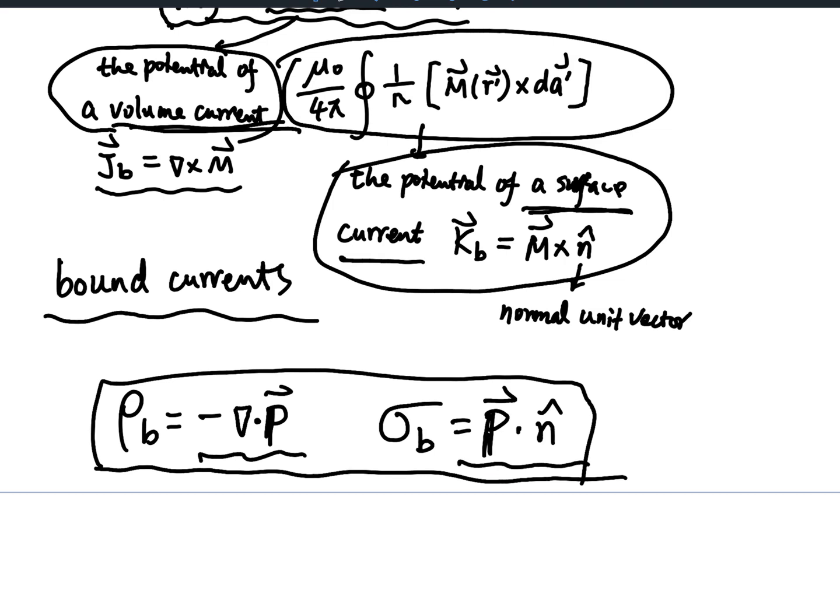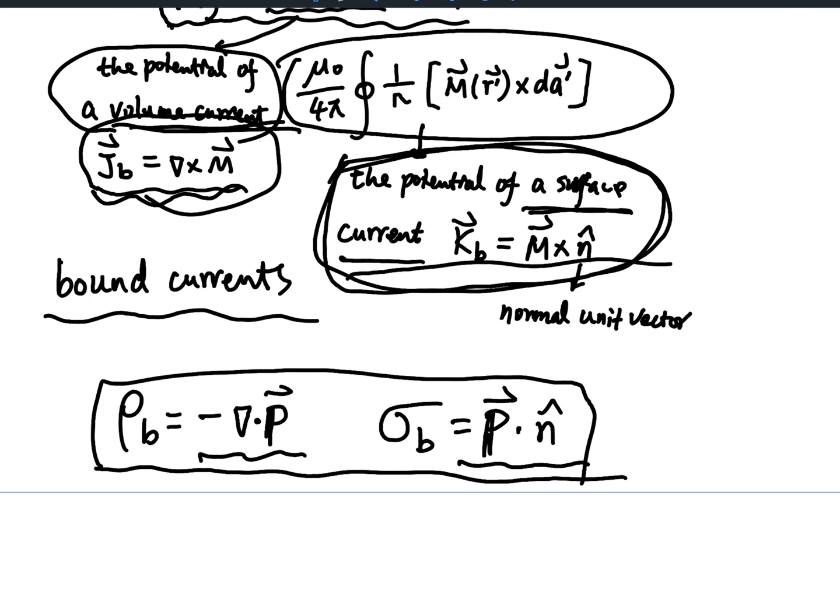So similarly for the magnetized object, the potential is equivalent to the potential of a volume current, which we call the bound volume current, written this way, and the potential of a bound surface current, written this way. And you can also see that the formulas are very similar to each other.